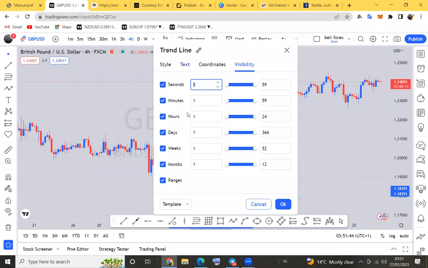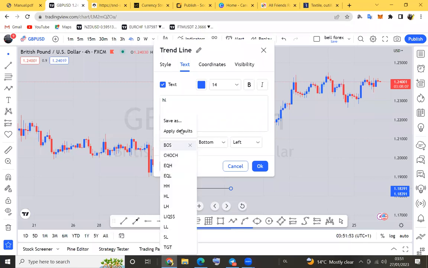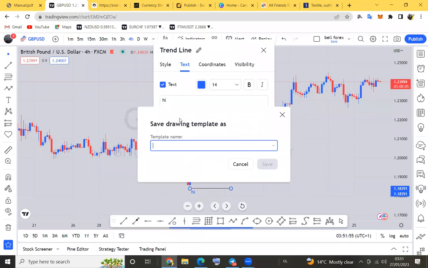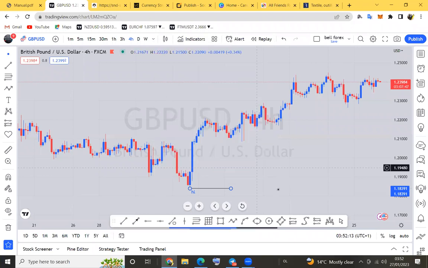Now you come back to text, or you just scroll down on that template. You can see the template is always there. Here you see template. You click on the template and you take save as. Save as what? You can just put it HL. Save as HL. I already have one HL, so I'll just save my own like this. You save and you take OK.